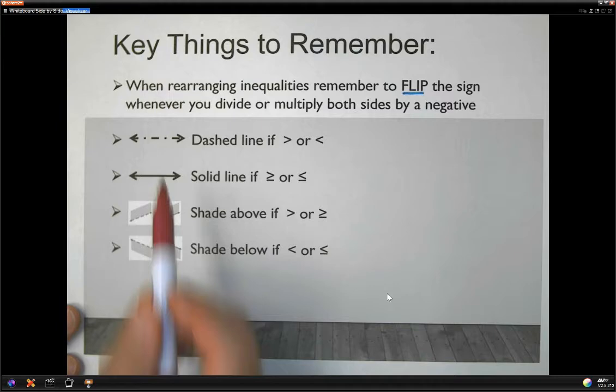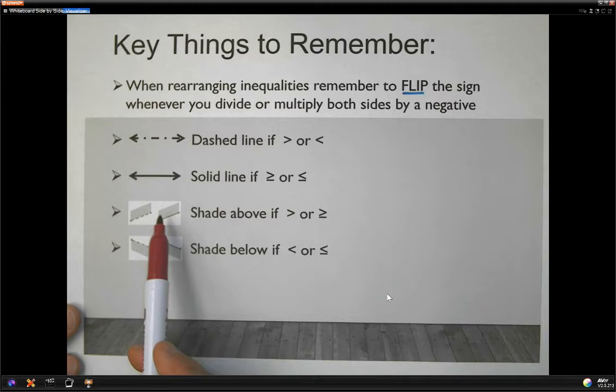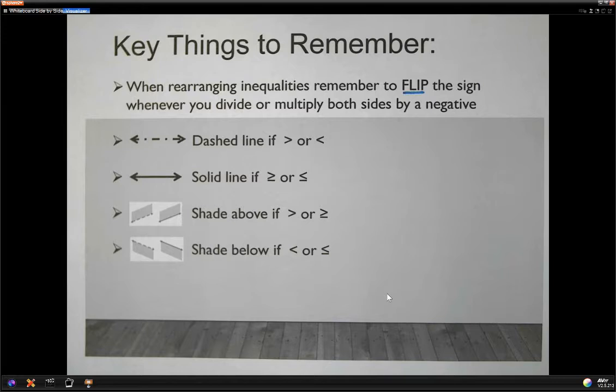The other thing that we have to do that's different than graphing an equation is that we usually have to shade, okay? And that shading area represents our solution area. All those points in the shaded region represent solutions. And usually if it's greater than or equal to, we're going to shade above. If it's less than or equal to, we're going to shade below. But I will show you another way, using a test point, that you can determine which side to shade. So let's try some examples.